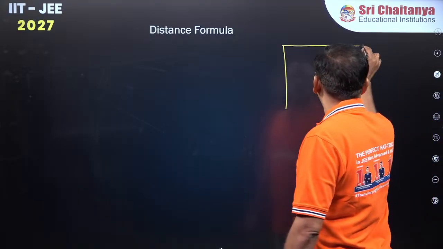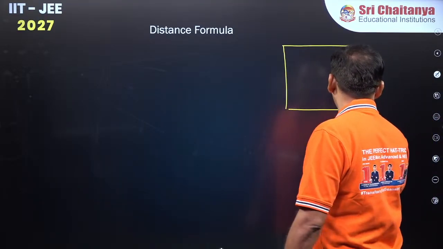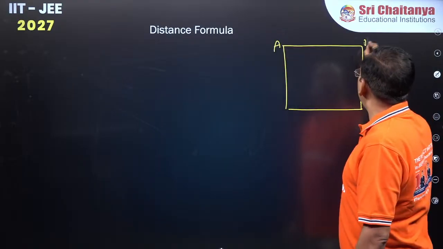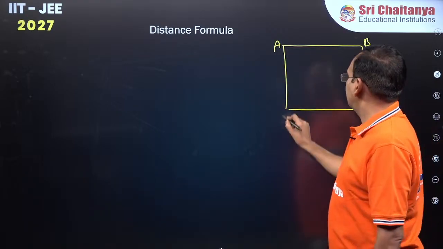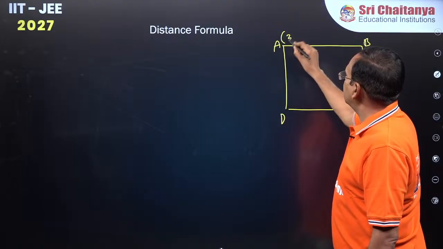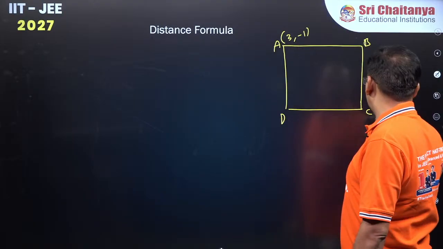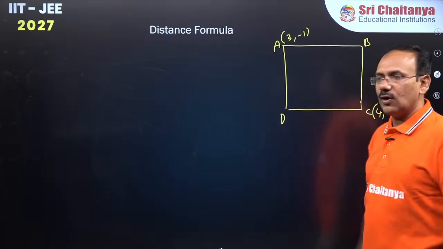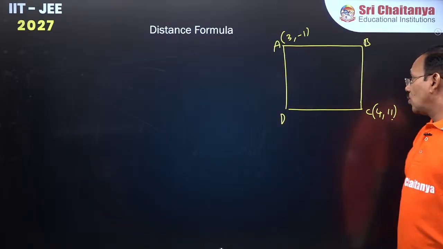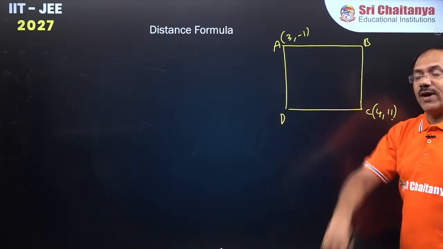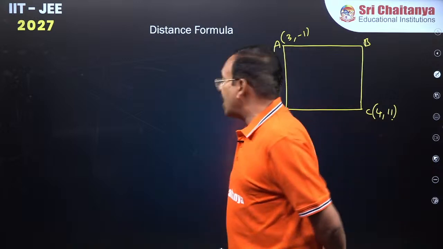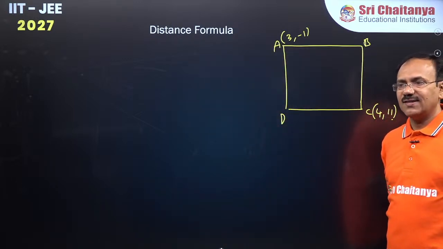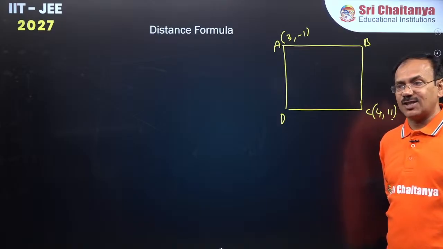Suppose there is a square ABCD. A is (3, -1), C is (4, 11). What is the area of the square? Come on, all of you try. What is the area of the square?